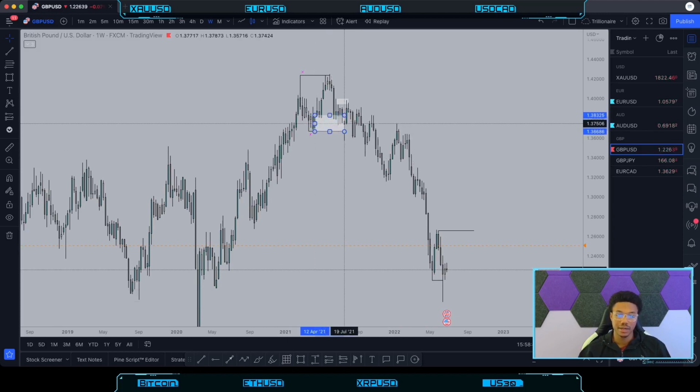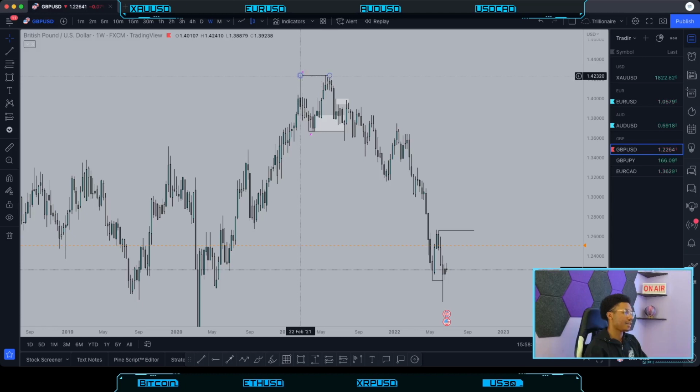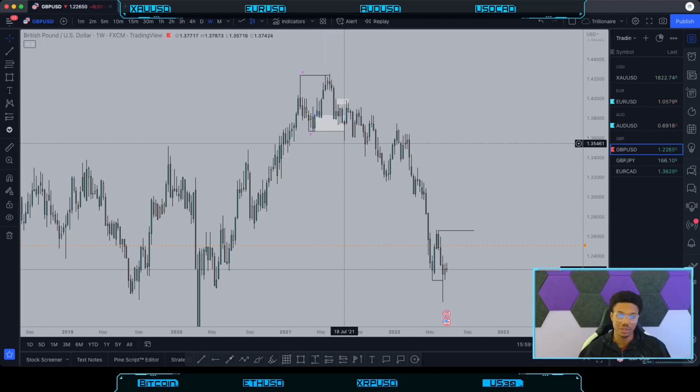So we can see here, we have some type of demand that comes into the market here, responsible for this nice push to the upside, taking out this high, liquidating this high here. Then price pushes down, right? We interact with this demand level here. We create a failed reaction, and then price continues to push to the downside.